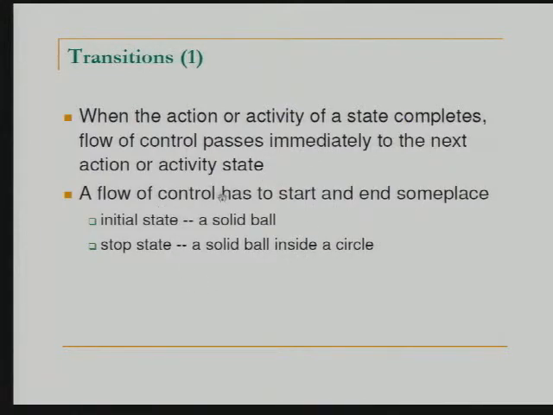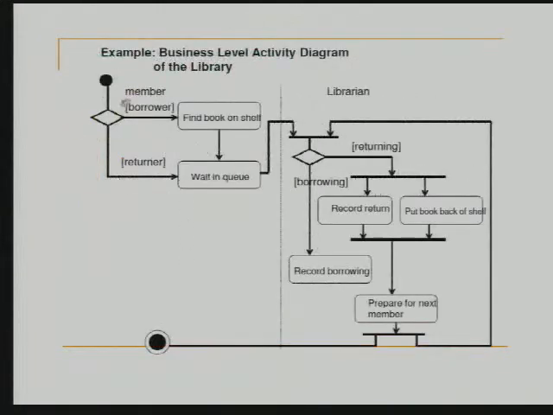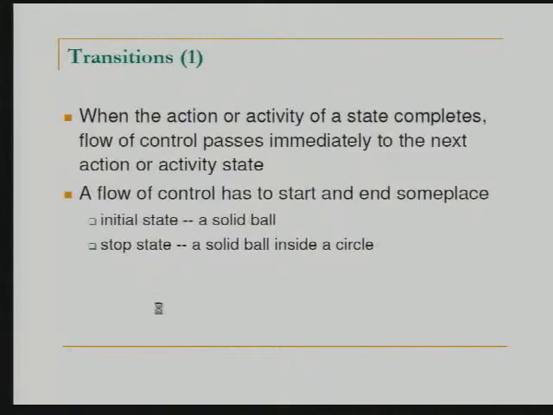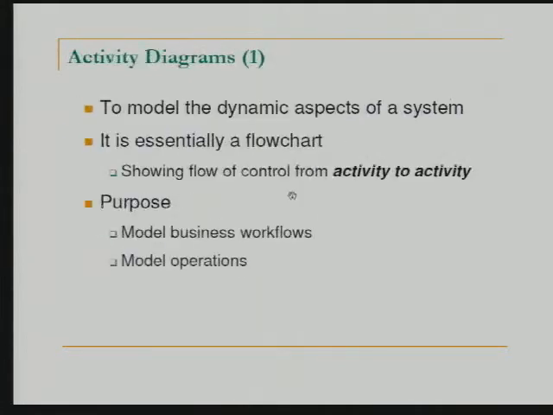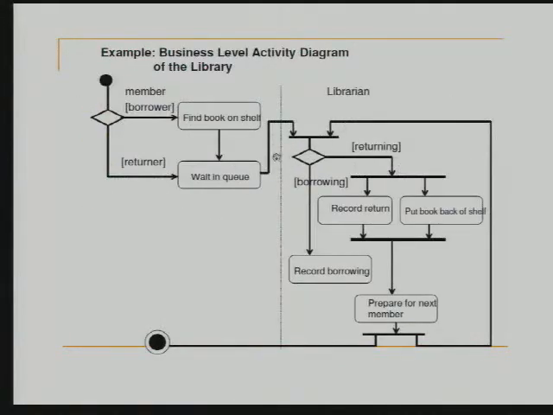A flow of control has to start and end someplace. You see it here, it starts someplace, it ends someplace. Here's another view of some of these different definitions. So we have our start state, we have our action states here. We have a triggerless transition. You see here, there's no triggers on these things, right? You don't see a lot of triggers.